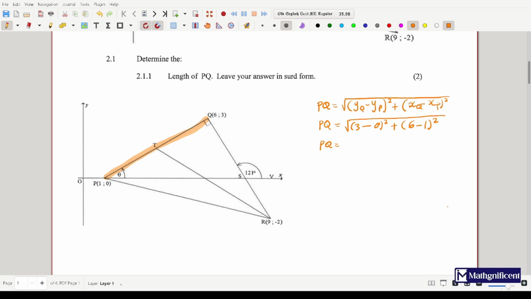Then we have PQ here. We know that from the first bracket it's 3 minus 0, which is 3. And then 3 squared, which is going to give us 9. Then 6 minus 1. 6 minus 1 is 5. And then 5 squared is equal to 25, right? So that in this case PQ is going to be equal to the square root of 34, right?